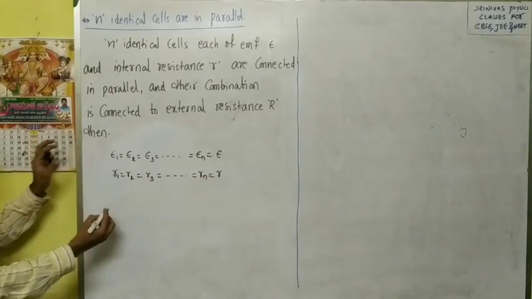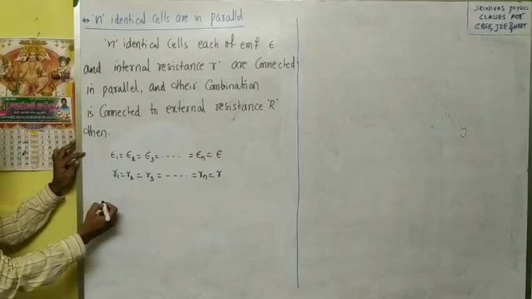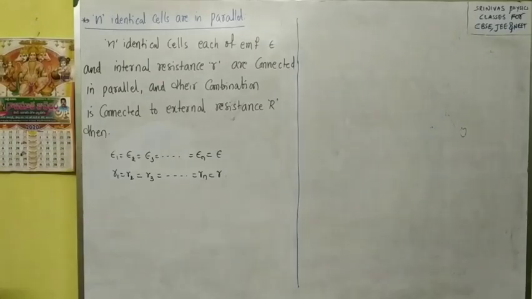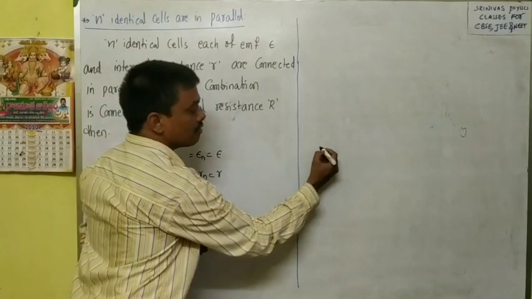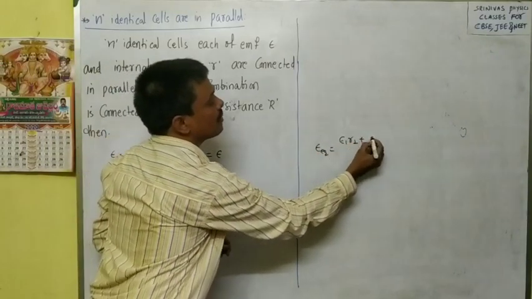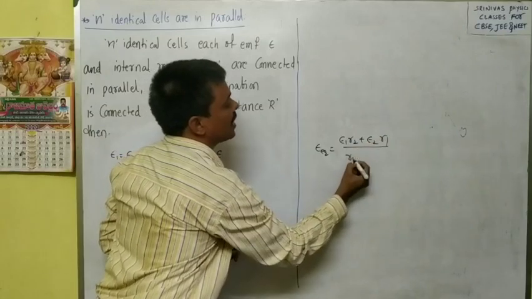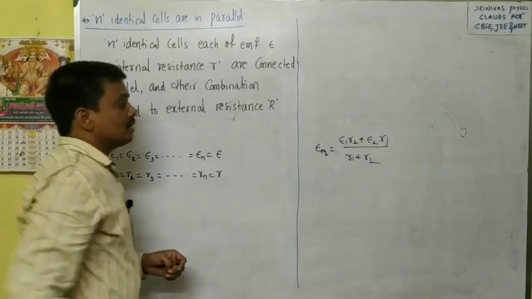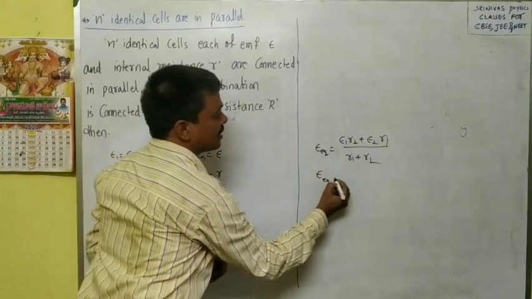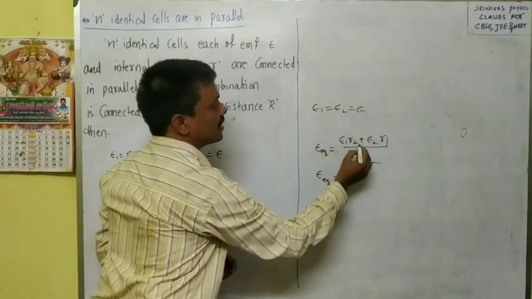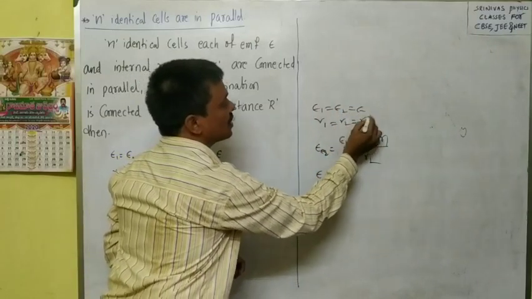Then the question: what is the effective EMF, and what is the effective internal resistance? For two cells we can find out. For two cells, what is the effective EMF? There is a formula, E1 R2 plus E2 R1 by R1 plus R2. This we derived when two cells are in parallel. Two cells have the same EMF. Look here. E1 is E, E2 is E, and the internal resistance is also equal. R1 is equal to R2 is equal to R.